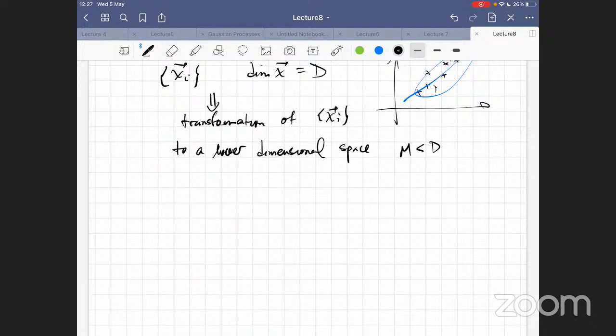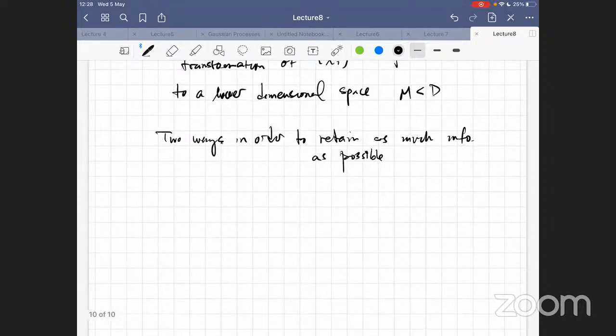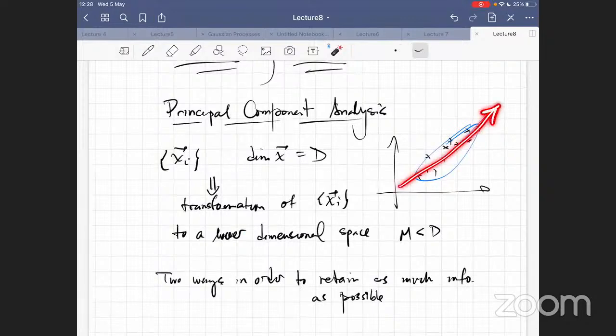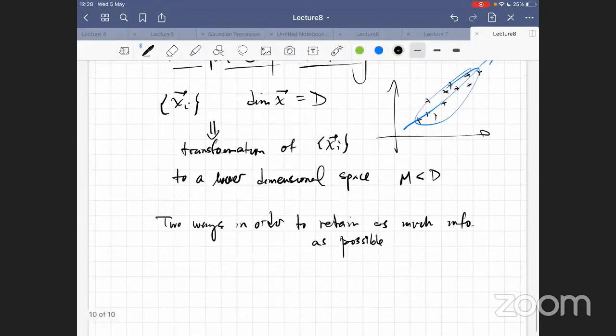There are essentially two main ways in which you can do this, in order to retain as much information as possible. The first one is saying, okay, probably this direction here is the one having more variance than this direction here. So imagine I rotate to this axis, and then I keep the axis having the largest variance. This is the one we're following here: maximizing variance.